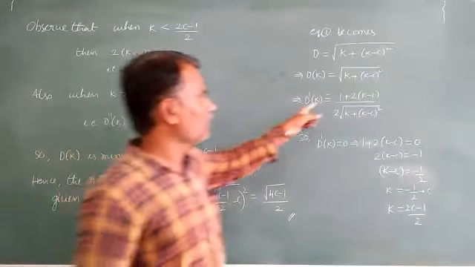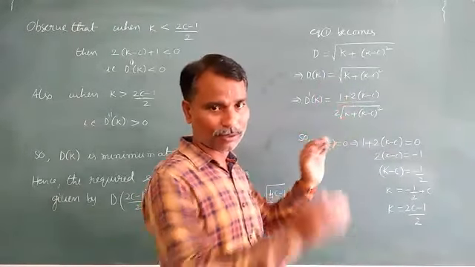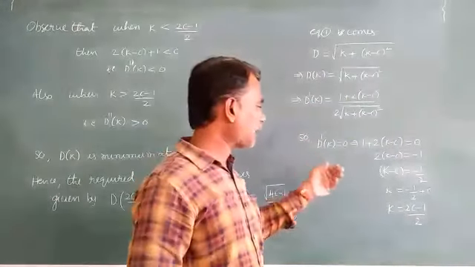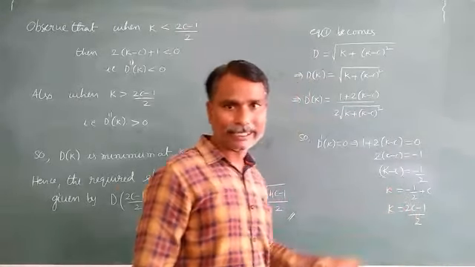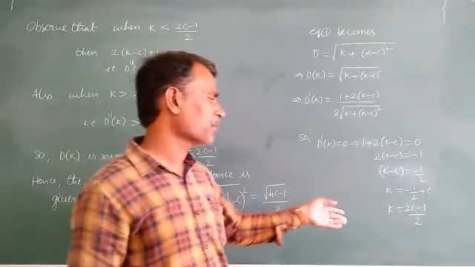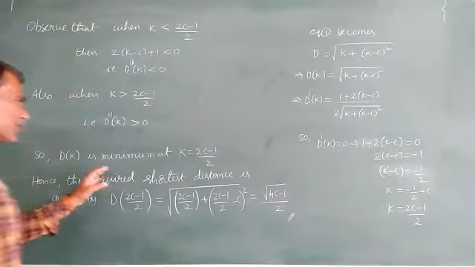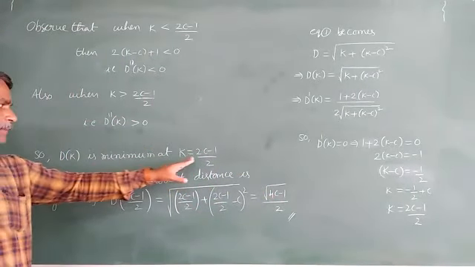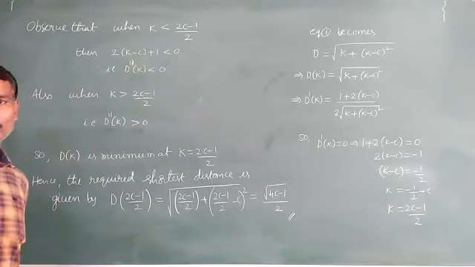Simple. For this part, you go for the double derivative. The double derivative comes like this. In the place of k, just substitute it. If it comes positive, it is greater than 0; if it comes negative, it is less than 0. Definitely, it comes as a positive value. Positive value means greater than 0. So finally, it is a minimum at k is equal to 2c minus 1 by 2. Finally, the shortest distance is like that.